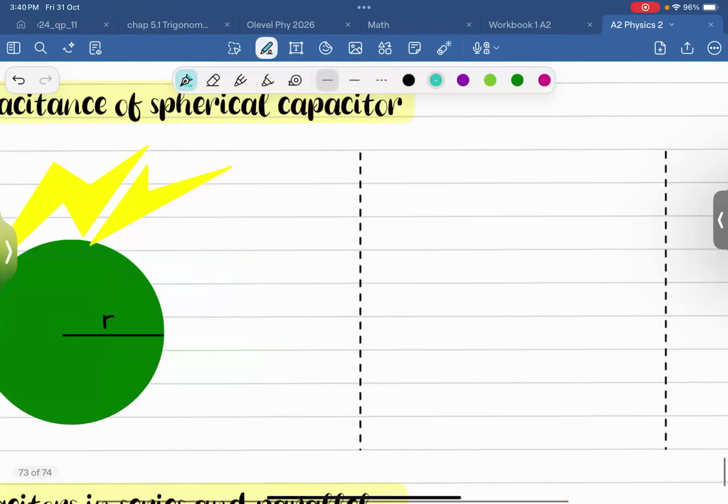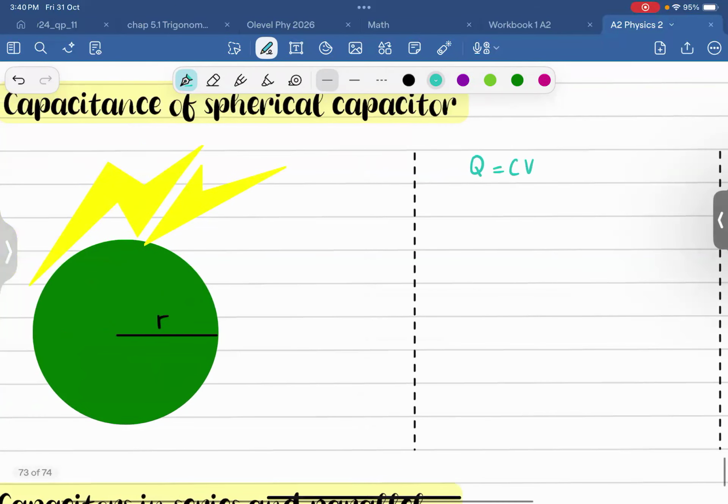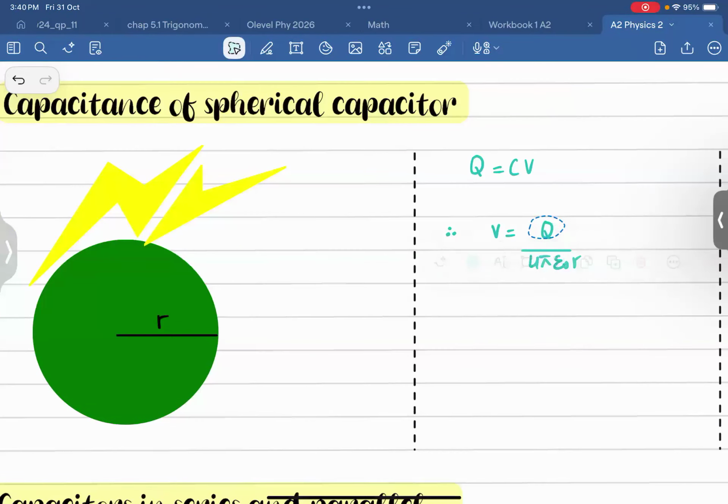Now if I write the formula for the capacitor, which is Q is equal to CV, and from the previous chapter, if you remember, we learned the concept of the voltage, and that was V is equal to KQ over R. If you don't remember, this is the formula: V is equal to Q over 4 pi epsilon naught R, where Q is the charge stored on this spherical capacitor, and R is the radius. The rest of the things are constants.